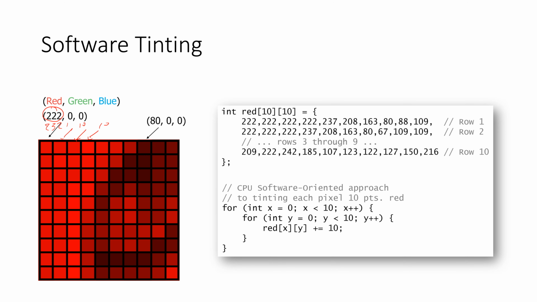Now, how would you accomplish that in software? Well, you might see your image as a 10 by 10 array of pixels, and each pixel can be 0 through 255. And you would write a simple for loop that goes through all 100 pixels, and it adds 10 to the value. That's tinting the image by 10.